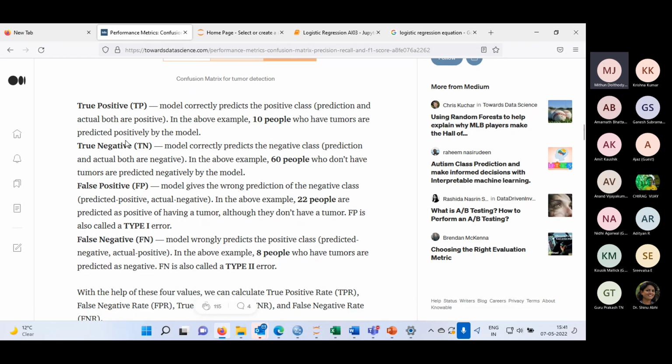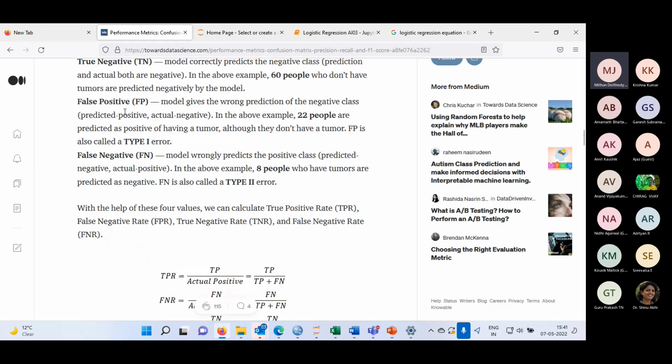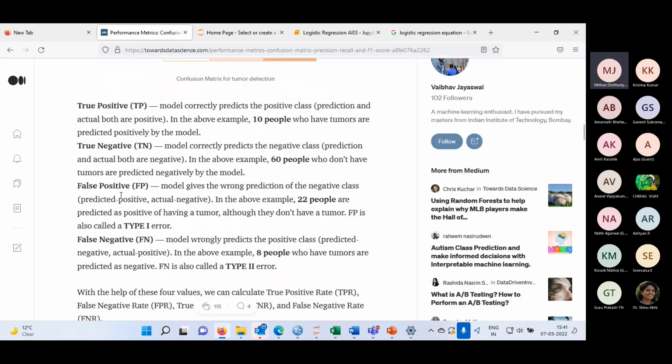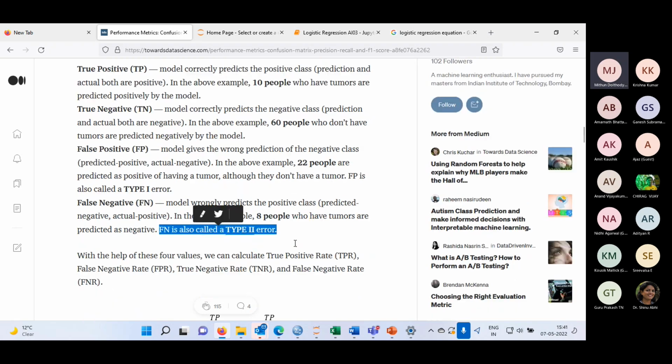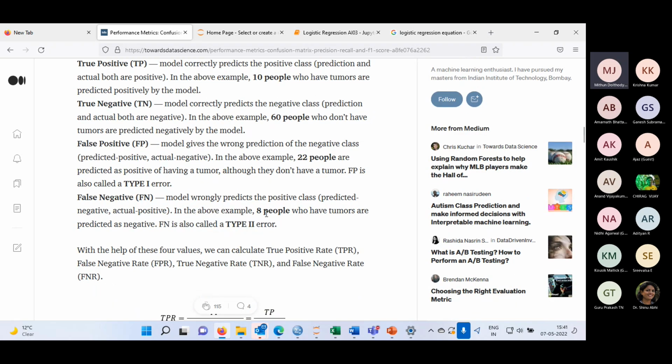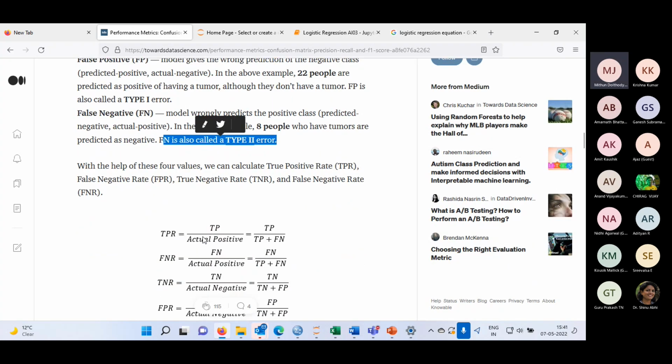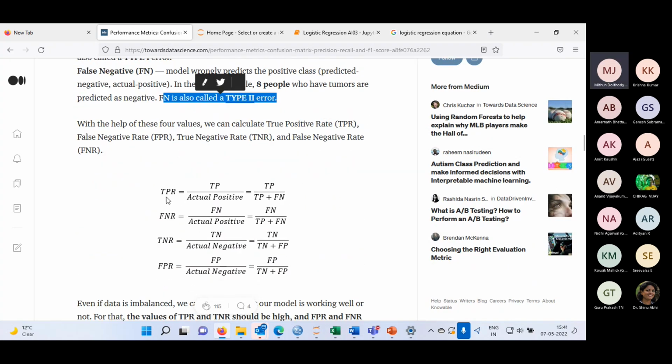He has just explained TP, TN, FP, and FN. False negative is also called type 2 error. The model wrongly predicts the negative class. In the above example, 8 people who have tumor are predicted as negative. FN is also called type 2 error. With these 4 values, can we generate TPR? What is TPR? TPR is nothing but TP divided by actual positives.